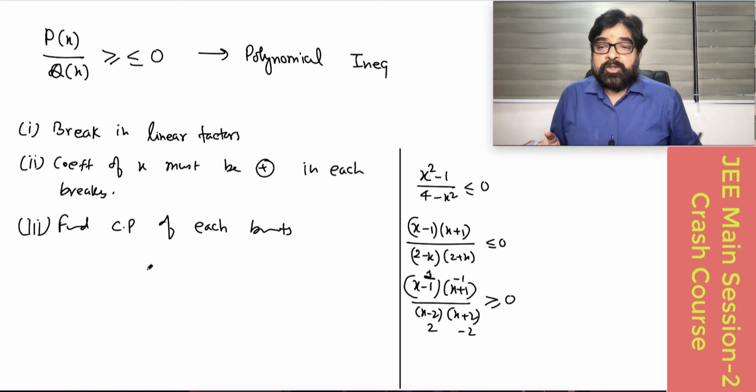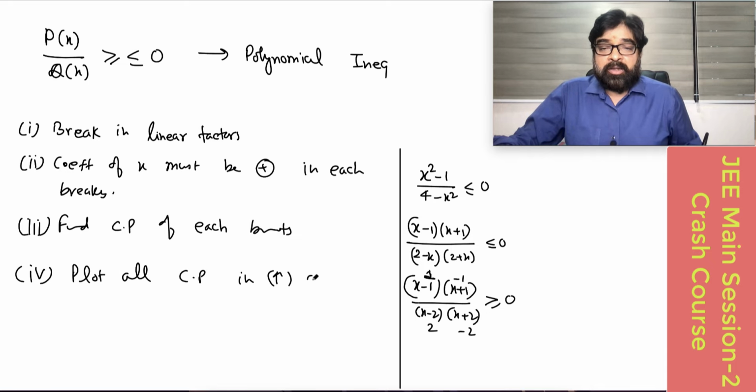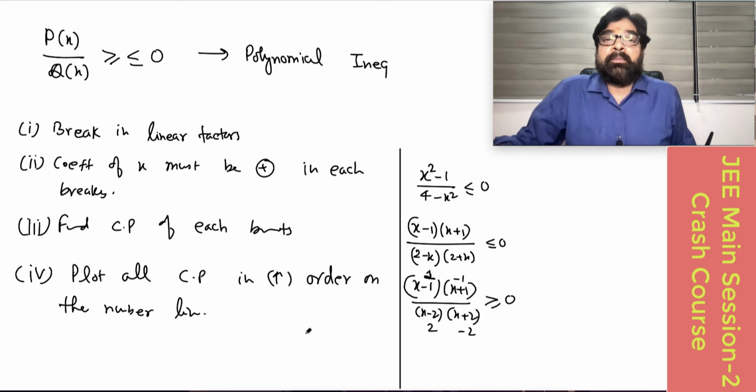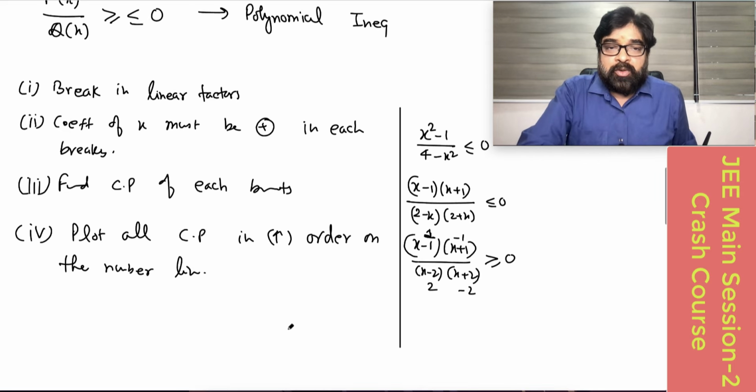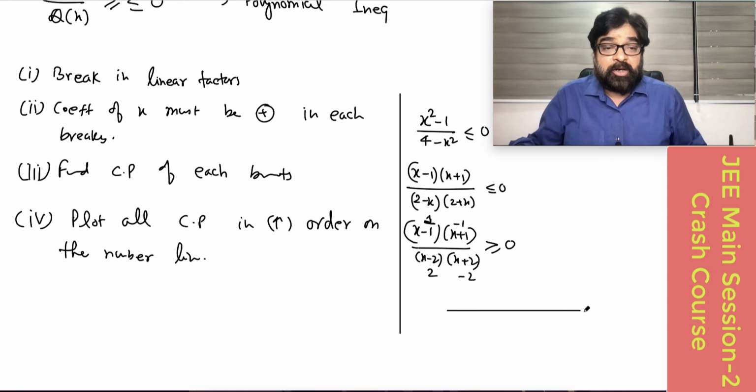Right? So now, fourth step. Plot all critical points in increasing order on the number line. Sir, what is a number line? It is the real number line you have been studying from childhood. Number line is simply a horizontal line. Don't plot any other point, only the critical points. The smallest critical point is minus 2. Then minus 1, then 1, then 2. That's all.